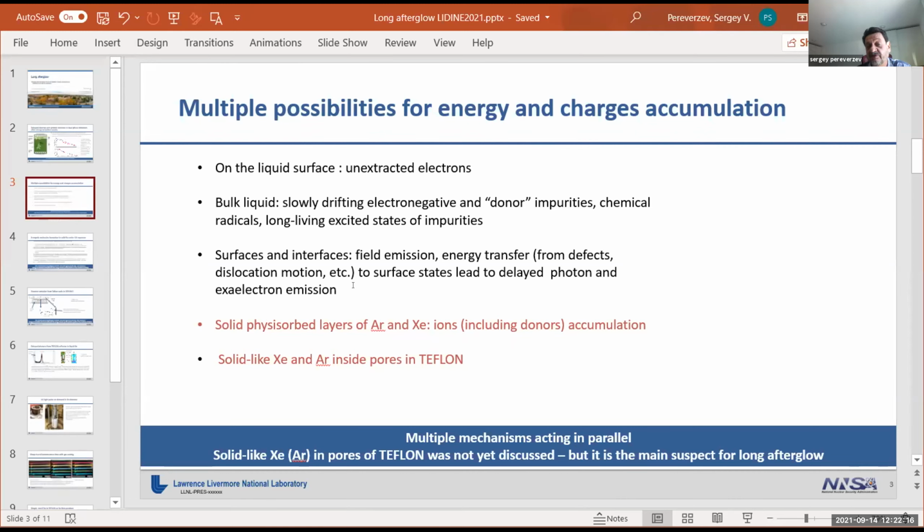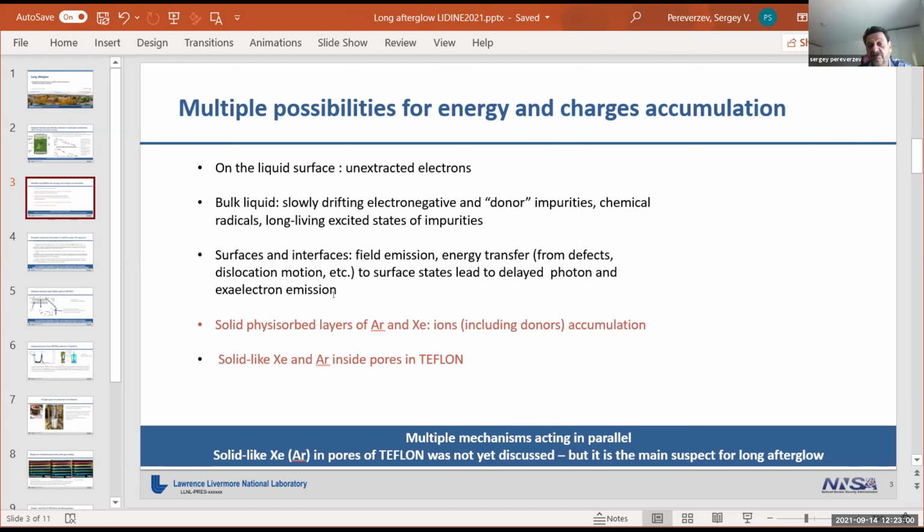Then surfaces and interfaces are another problematic part. You can have field emission. It's known that there are multiple mechanisms of energy transfer from defects in bulk material and dislocation motion to electronic states at the surface. And this leads to both electron and photon emission from the surface. And again, more or less, we know that they are there, just the details are not well known.